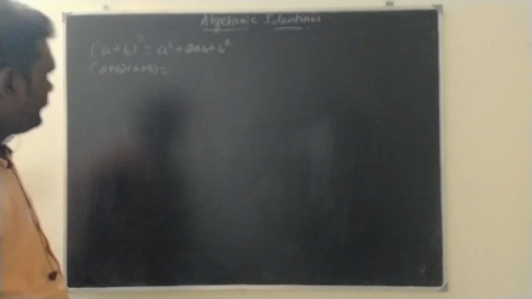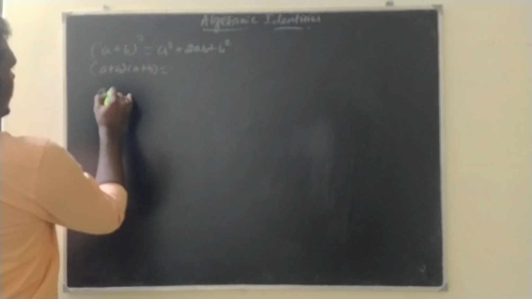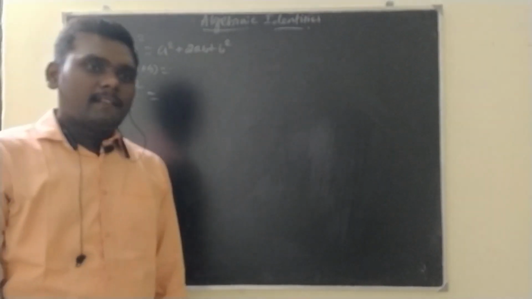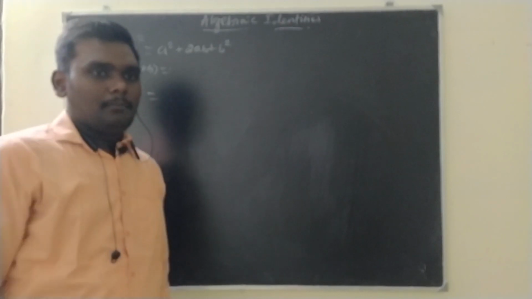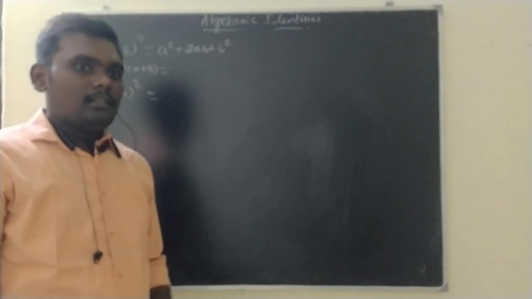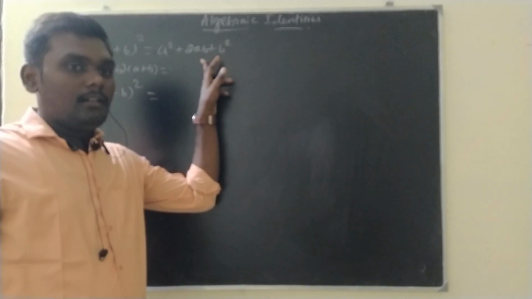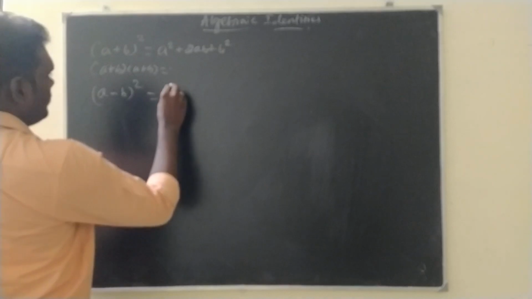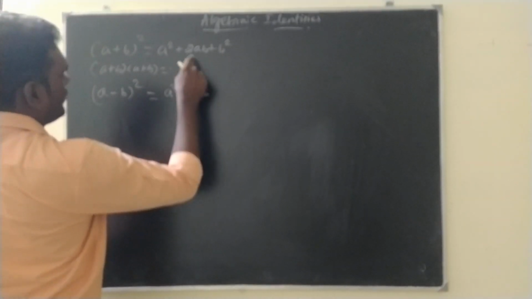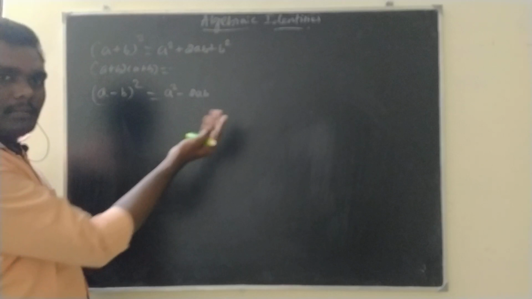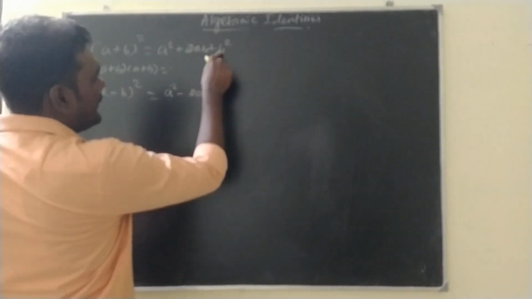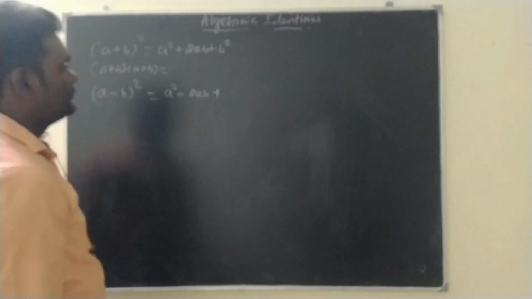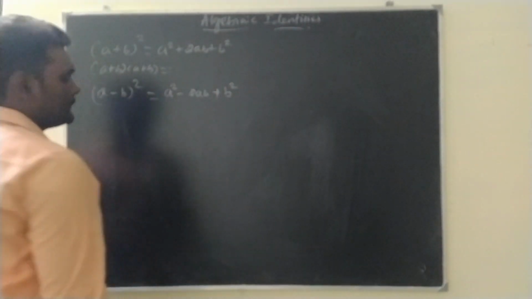Same as now, a minus b whole square. Wherever b comes, in place of b we replace minus b, but that minus will only affect the odd power, not the even power. If we replace minus here, we will have a square minus 2ab, because 2a into minus b gives plus into minus is minus, plus minus b whole square is positive, plus b square. That is it.